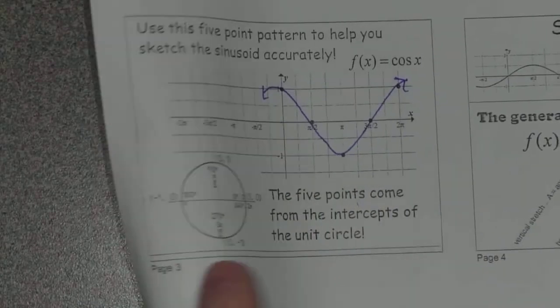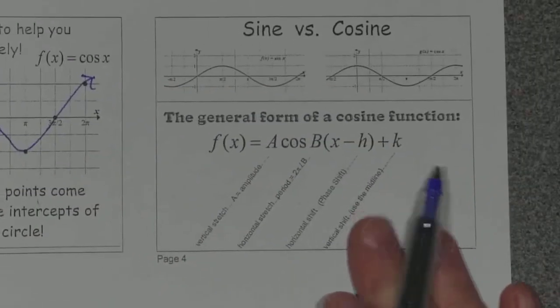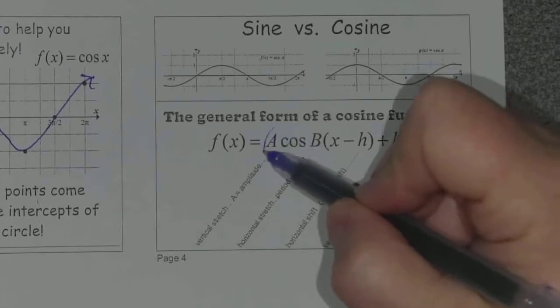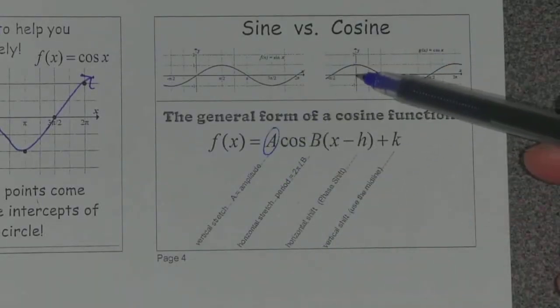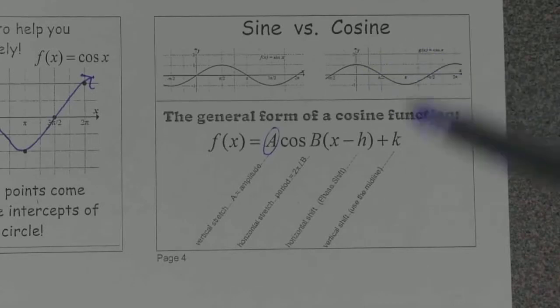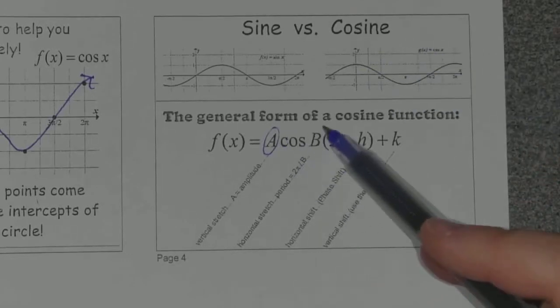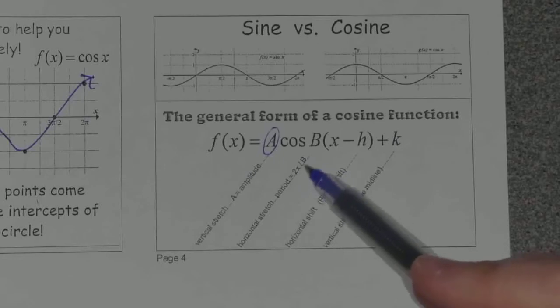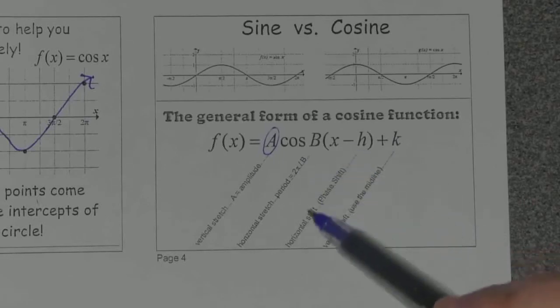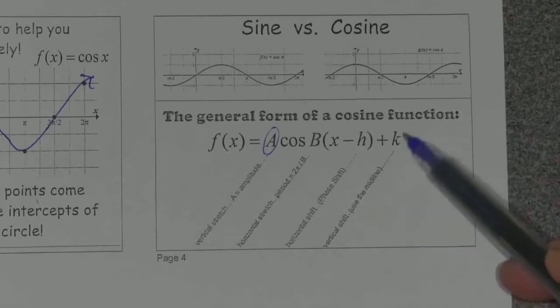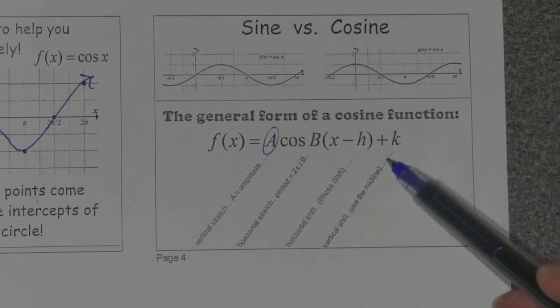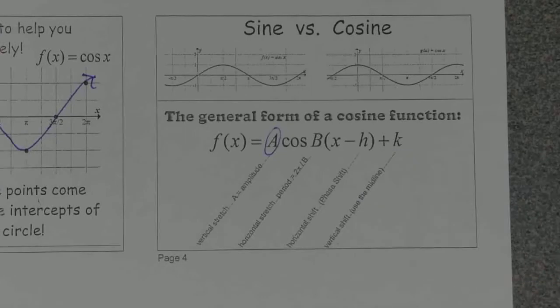Okay, so just like the sine, the cosine follows the same rules. The A is our amplitude. It changes the height of the graph from the midline to the top, from the midline to the bottom. The B changes our period, so still 2 pi divided by B. The H is a phase shift left or right, and the K is up or down. So none of this is changing. We're just graphing 5 different points than what we were graphing before.